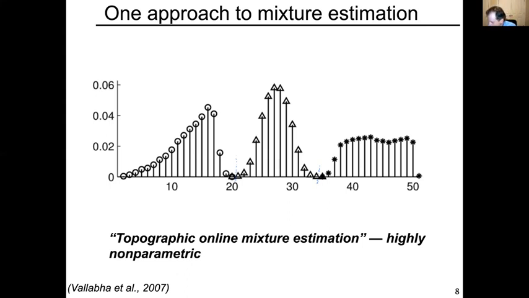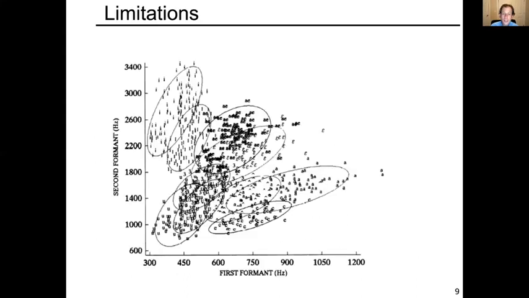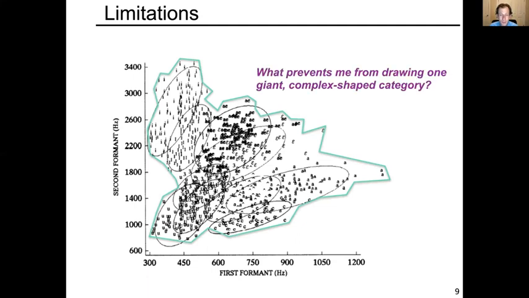So this would have the property of distilling this down into three continuous categories with some boundaries in between them, which seems sort of intuitive. So that seems like it's all right, but there's clearly some limitations. If we tried to apply something like this to the vowel situation, it seems very plausible that we might wind up with just one giant complex-shaped category. We need to have some method of avoiding doing that.